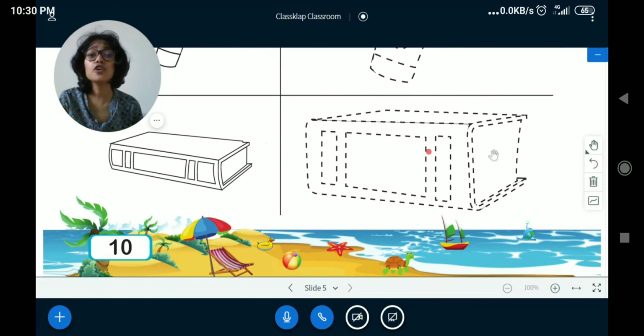Next, we have two books. We have to trace the thick book. Is this the thick book? No. Is this the thick book? Yes. So we have to trace the thick book. You can trace this book later on when you are practicing thick and thin. In this way, you can use these exercises to practice thick and thin by yourself.